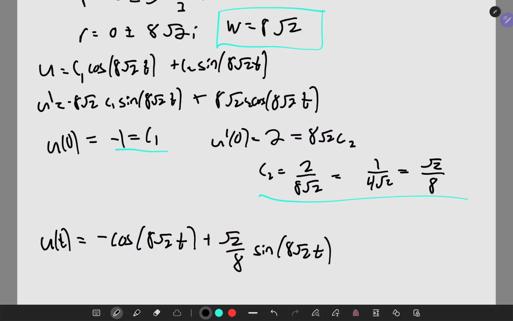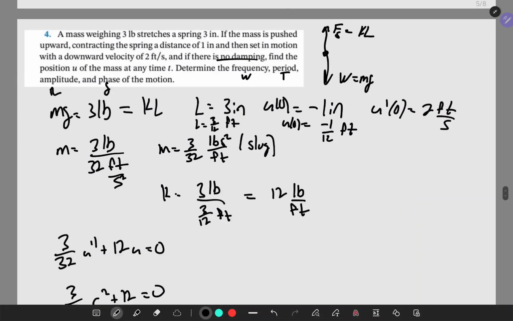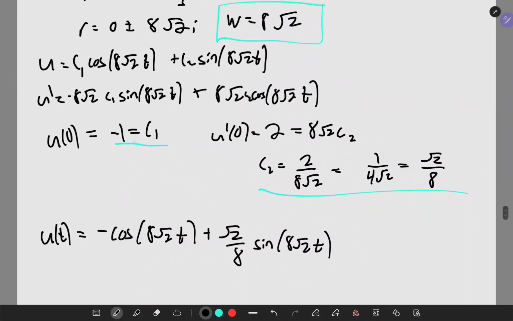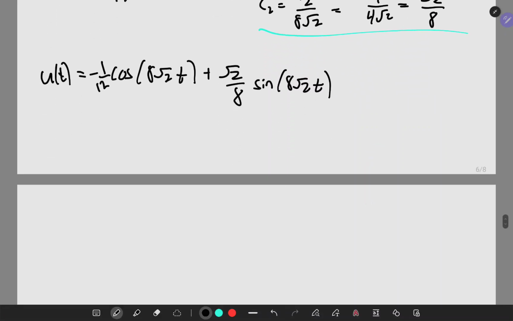Let me just make sure that's what I have. My C1 is wrong. What? So where's my C1? Negative 1. What, am I missing something? Oh! I'm sorry. I converted it into feet, right? So it should be negative 1/12 of a foot. Don't forget about your units. Small change. Okay, so now that we have this, we can now solve for everything else.